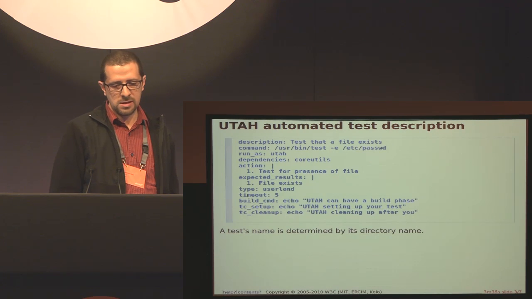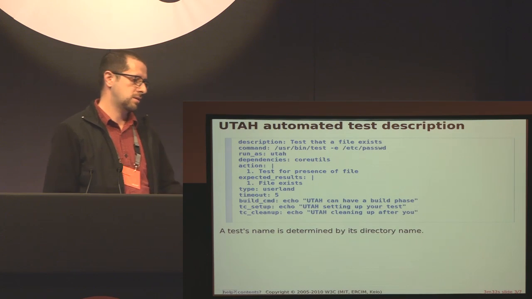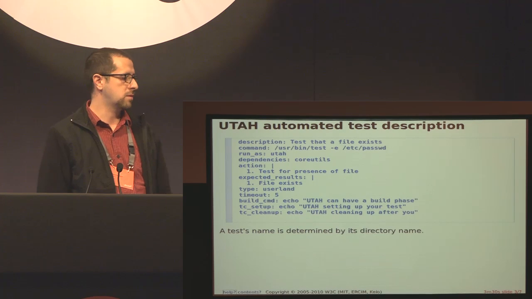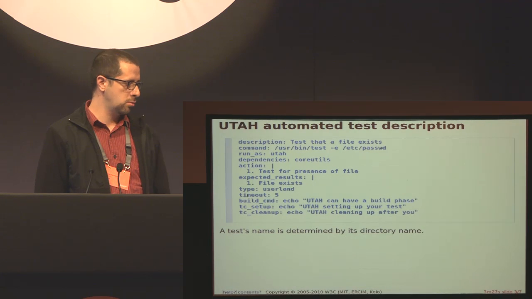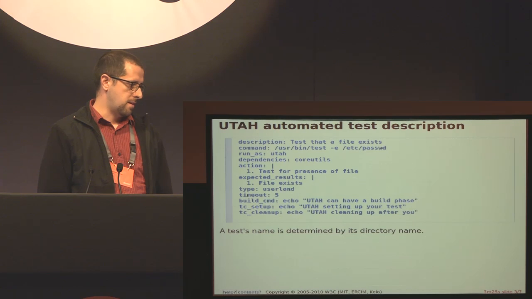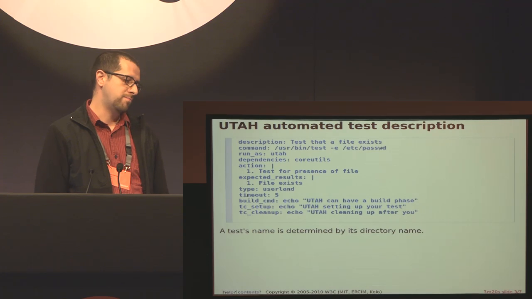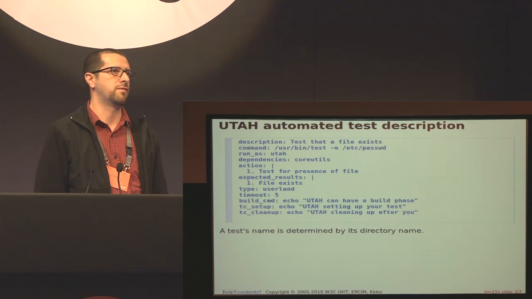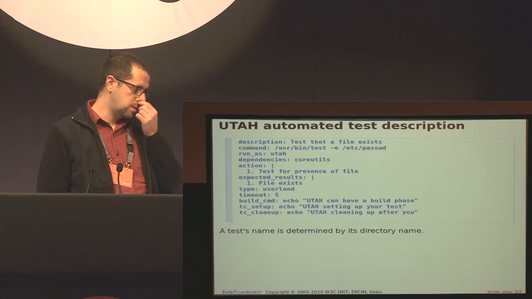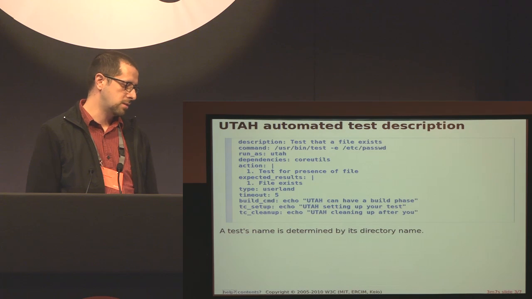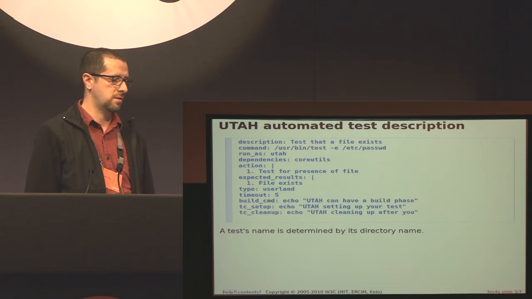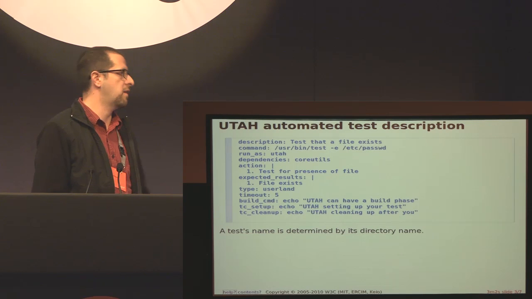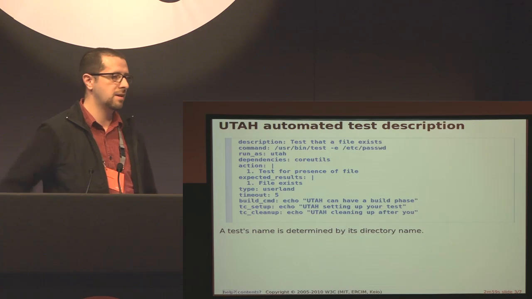So anyway, as you can see, this is a very simple test, and the meat of the test is the command that it has to run, the fact that it has to run as a particular user. And it expresses things as dependencies, perhaps the timeout, some setup and tear down steps, which is something that if you work with unit testing, you're familiar with. In the case of Utah testing, a test's name is determined by the name of the directory in which the test's files are stored. So there's no explicit test name.